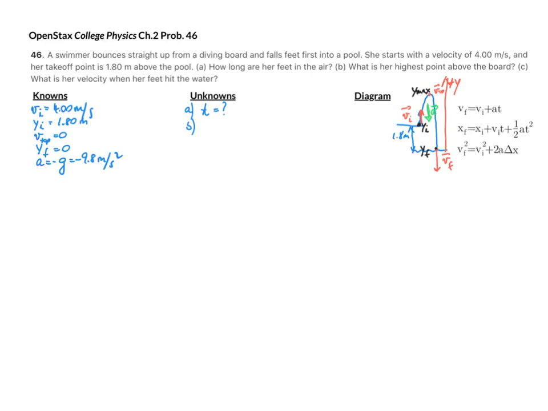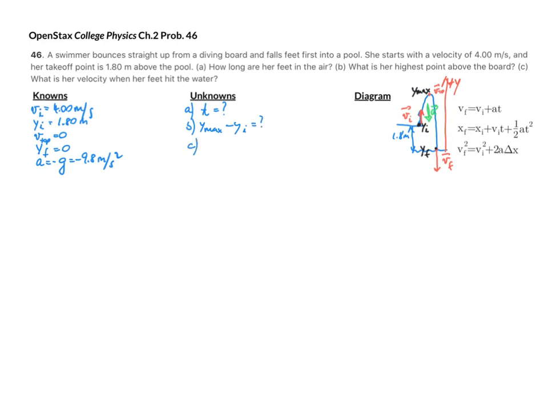B, we want to know her highest point above the board. So what the problem is saying is not that we want to know the highest point. We want the highest point above the board. So we only want y max minus y initial. We don't want the entire y max. So y max minus y initial is what we're looking for in part B.